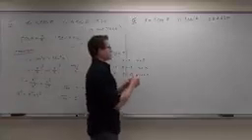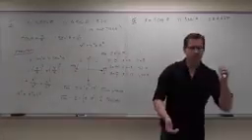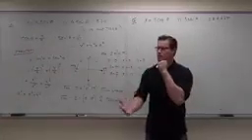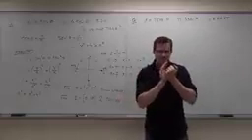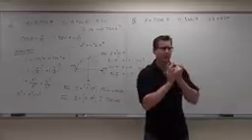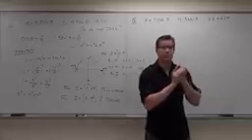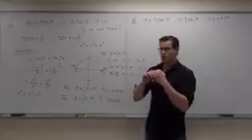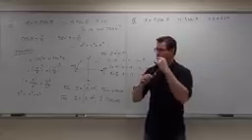Okay, true or false? This is a parametric equation. True. Then you got to tell me what the parameter is. Not the interval, the parameter. Theta. What's the parametric interval? So theta is traveling between 0 and pi.